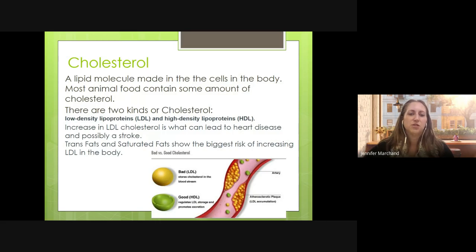Let's talk about cholesterol here for a minute. So, cholesterol is going to be a lipid molecule made in the cells of the body. Most animal foods contain some amount of cholesterol. There's two different kinds of cholesterol. You have the low density lipoproteins and then the high density lipoproteins. So, we're going to call them the LDL and the HDL. An increase in the LDL cholesterol is what can lead to heart disease and possibly a stroke. Trans fats and saturated fats show the biggest risk of increasing LDL in the body.